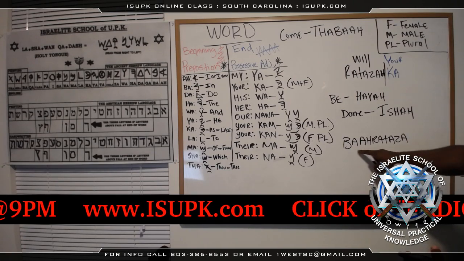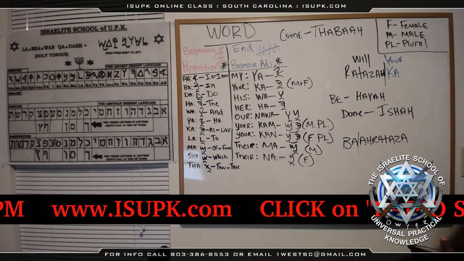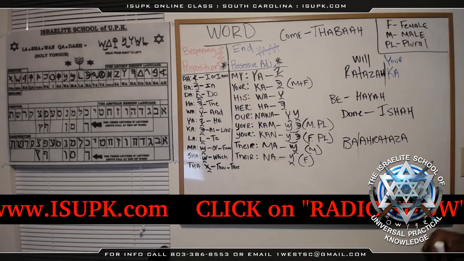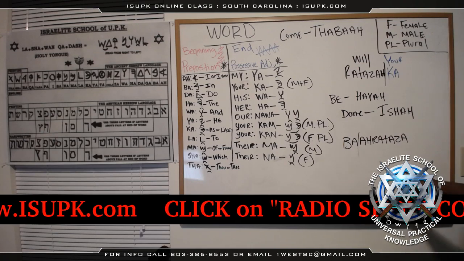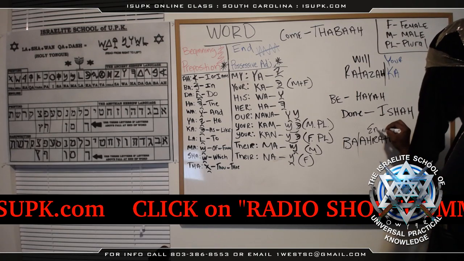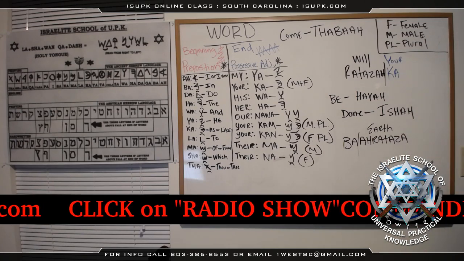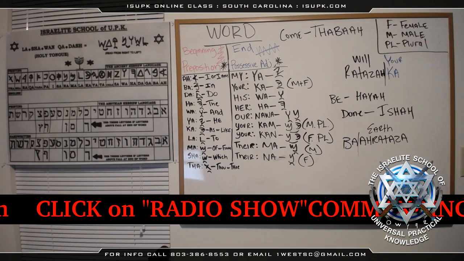So here we go. The ba is right there. In. If that's in, then this has to be earth. That's how you say earth in ancient Hebrew. Ara-ta-za. Ara-ta-za.